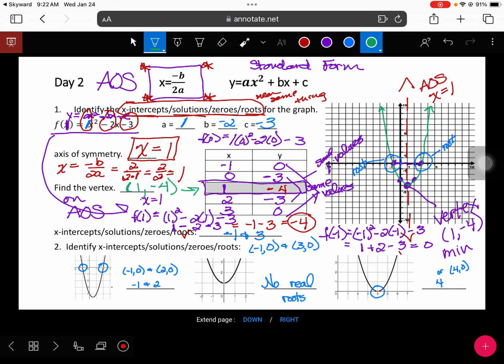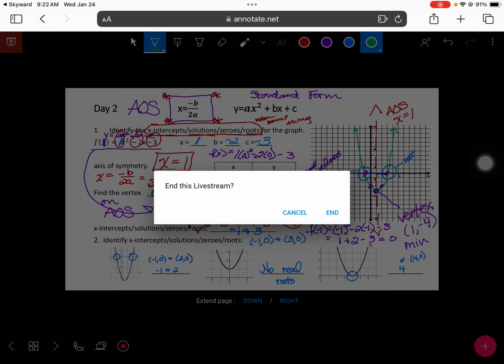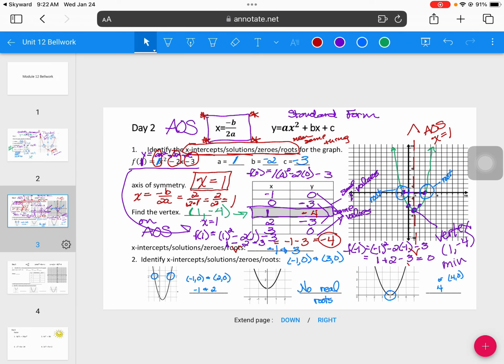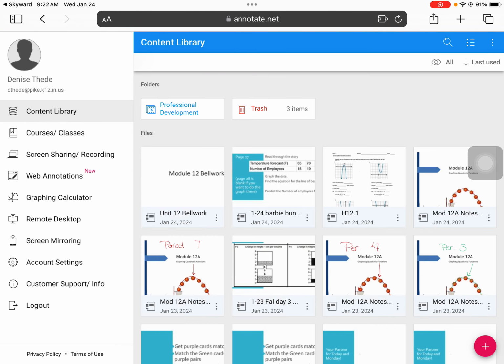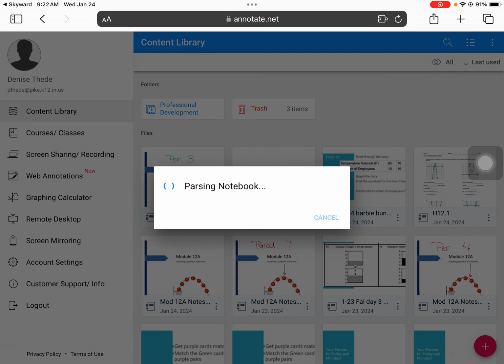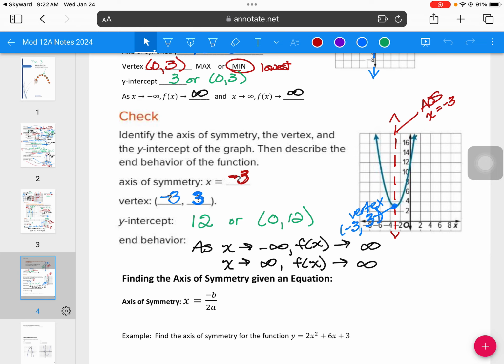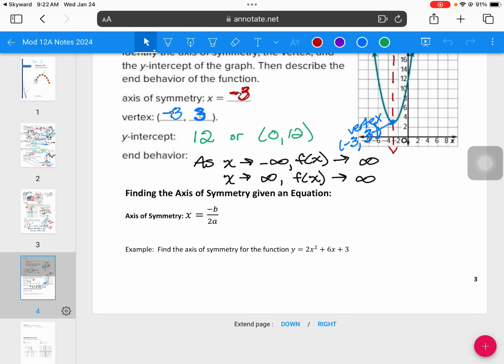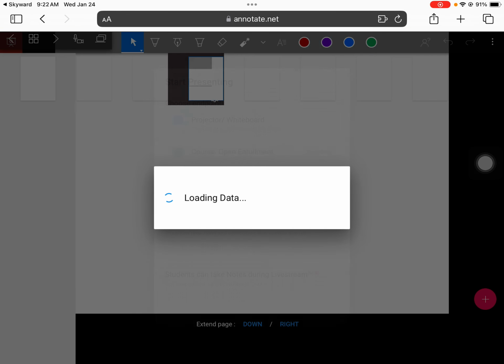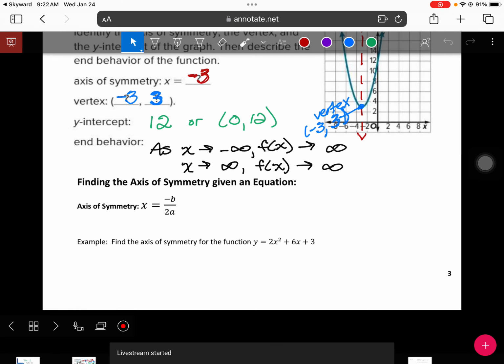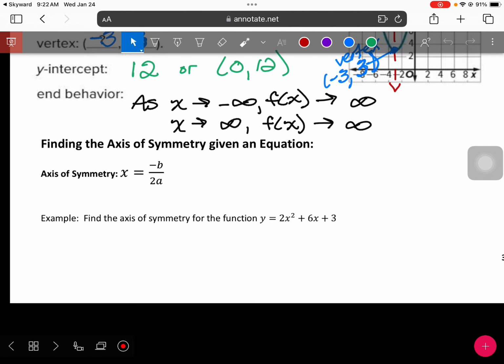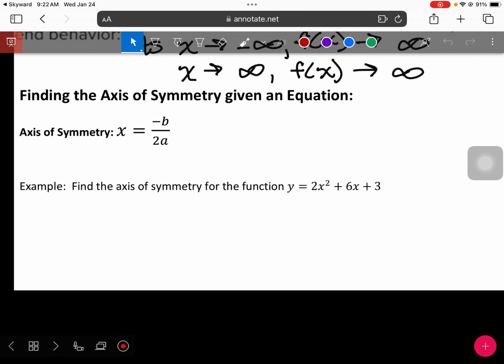Right here. All right, so your notes. I think we are on page 3, maybe? Or maybe we finished 3? We are at the bottom of page 3. So this might be why we were having a little bit more trouble with the axis of symmetry. We didn't get through this part.